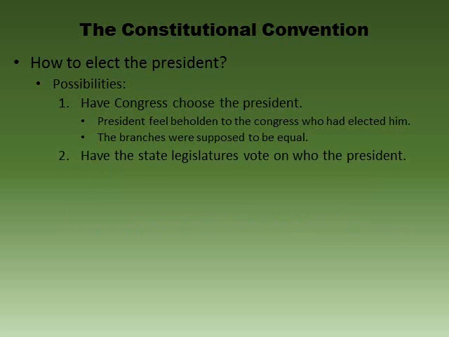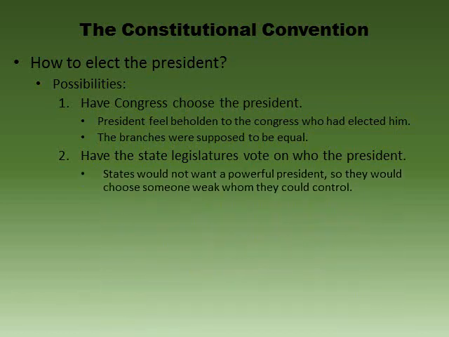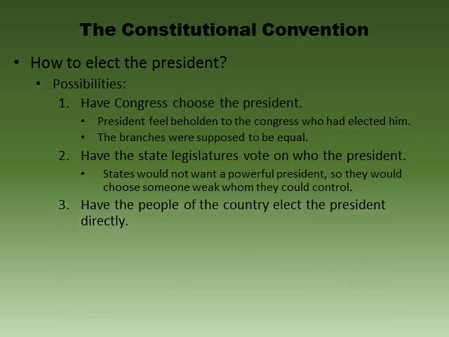Another idea was to have the state legislatures vote on who the president would be. And that, though, would also have problems. For one thing, states would not want a powerful president. Remember, we just had the Articles experience, where the states really hesitated to give up any power at all. And so we're really stretching things a little bit by having a powerful national government at all. And the states really wanted to preserve as much of their independence as they could. And so undoubtedly, they would want someone in the presidency who was weak and that they could control. And so that would really water down the power of the national government. And so that probably wouldn't work out real well either.